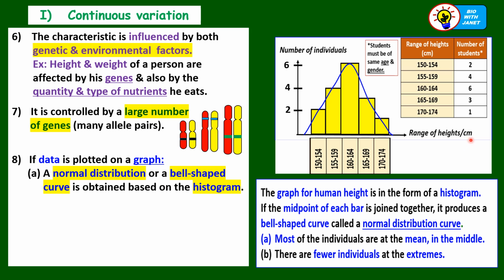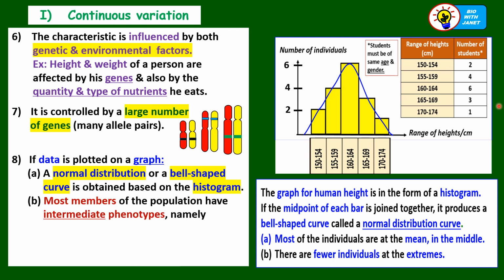Okay, so here's a set of data from my students, the range of heights and the number of students with that height. So when plotted on the graph, you get a bell-shaped curve, by joining all the middle points of the bars. Now, most of the members of the population have intermediate phenotypes. You can see the highest bar here is for 160 to 164 cm. It is the intermediate, in the middle. It's the height that's in the middle.